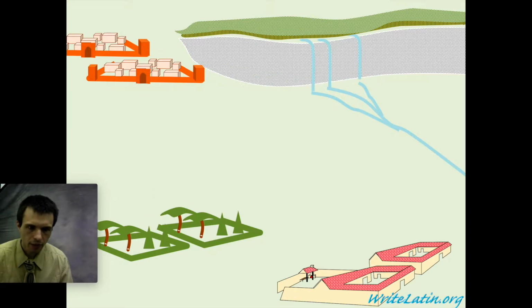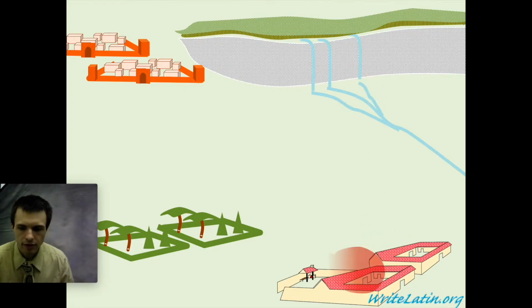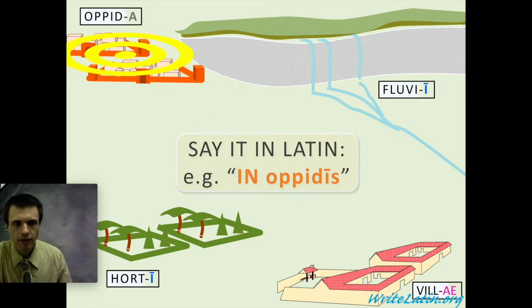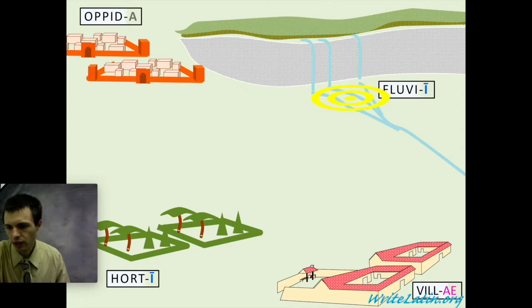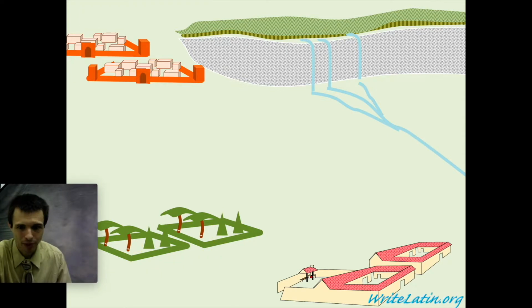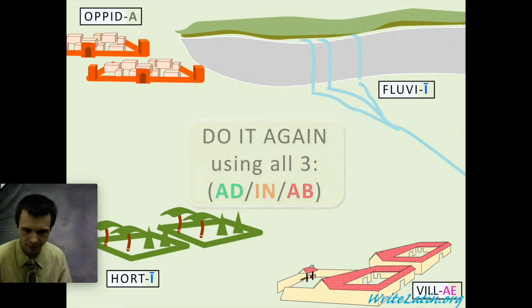Okay, so how did that go? It went ad oppida, ab oppidis, ad fluvios, ab fluviis, ad villas, ab villis, ad hortos, ab hortis, ad oppida. Oh, nice. All right, now we're going to do the place where. In oppidis, in fluviis, in villis, in hortis. Any questions? It's about as easy as it gets, so you do it. That was easy. Now combine them together to do motion and location at the same time.